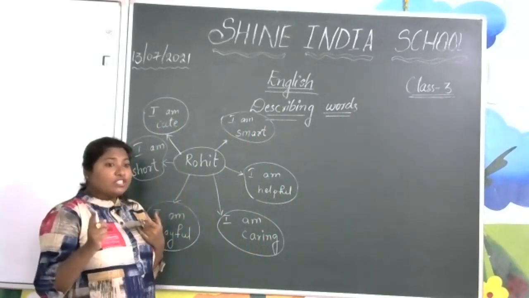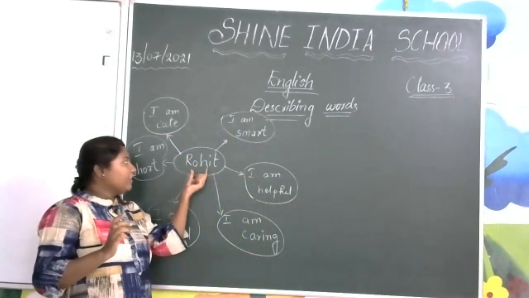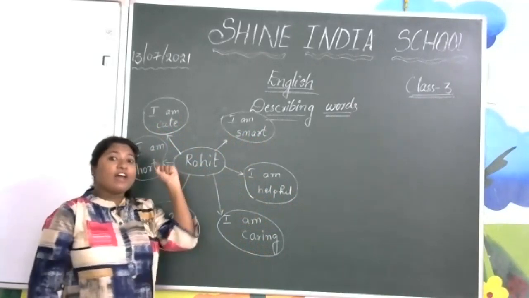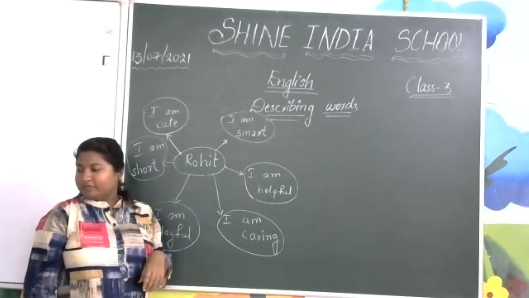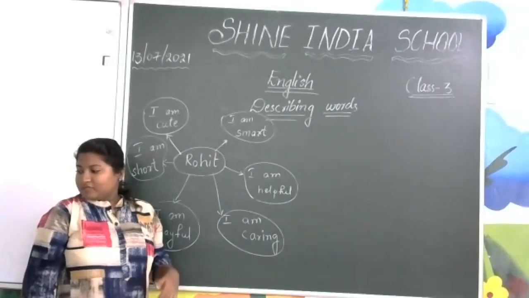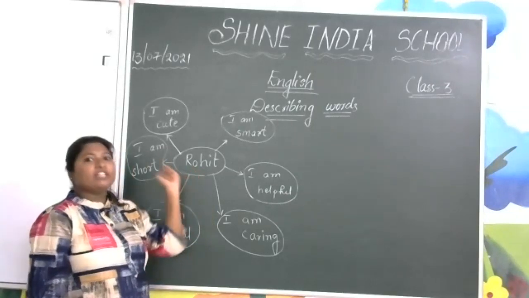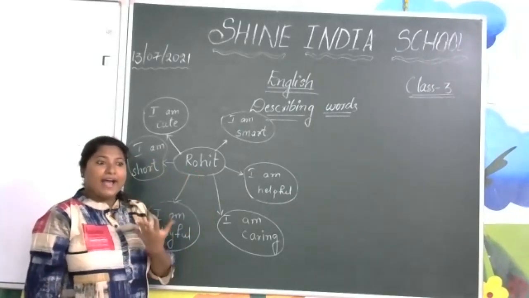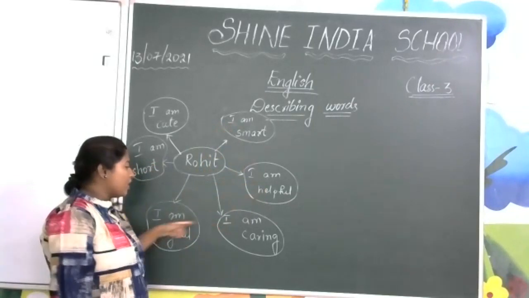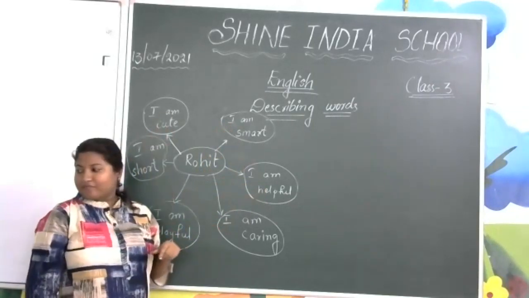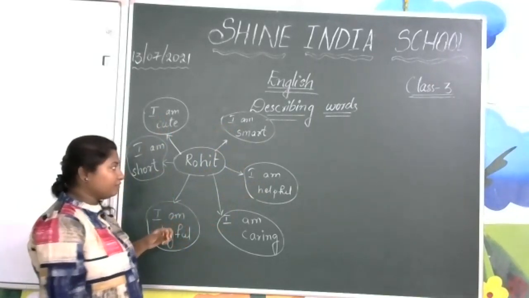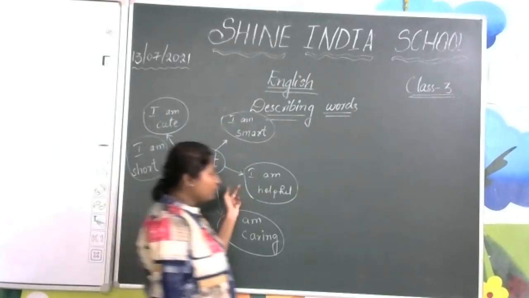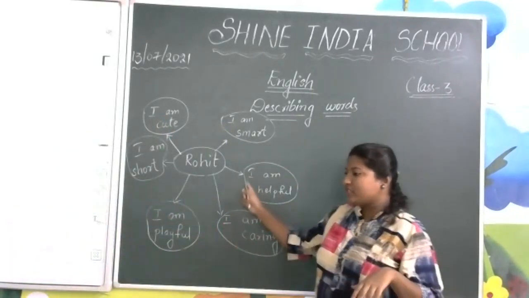So, next, what you should do is, in the place of Rohit, write your name. Today's homework is that one. Okay, children. In the place of Rohit, write your name and describe yourself. Write down this.